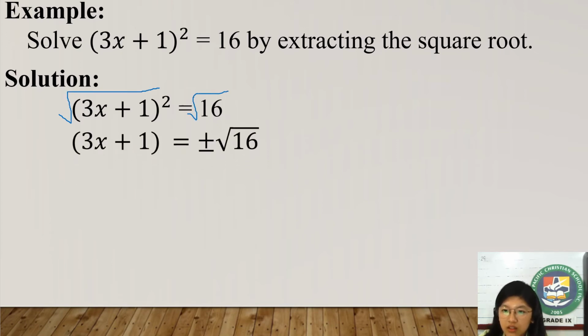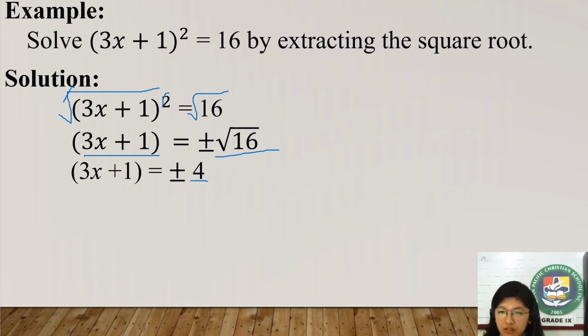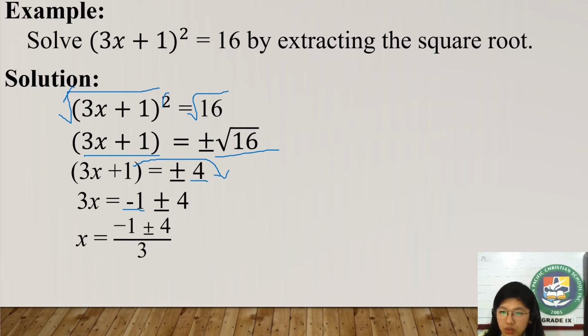So, ayan. Cancel, cancel. Ang natira is (3x + 1) squared. Then, yung positive negative square root of 16. Then, ang square root of 16, it is positive and negative 4. Then, to get the value of x, transpose mo yung kasama niya dun sa left side. So, positive 1, it will be negative 1. And, to get the value of x, we have 3x equals negative 1, positive negative 4.